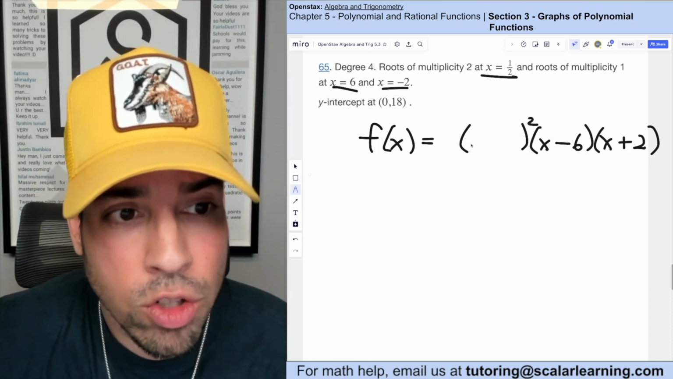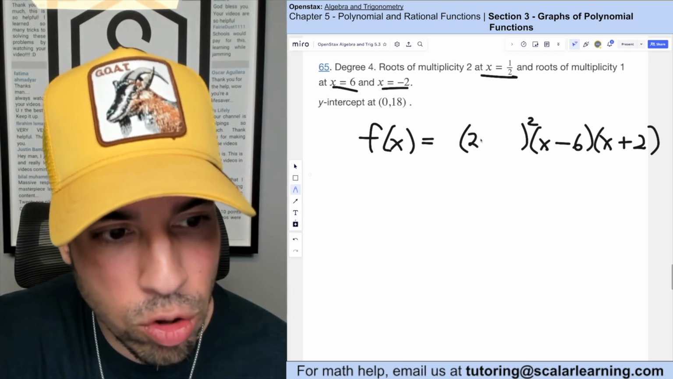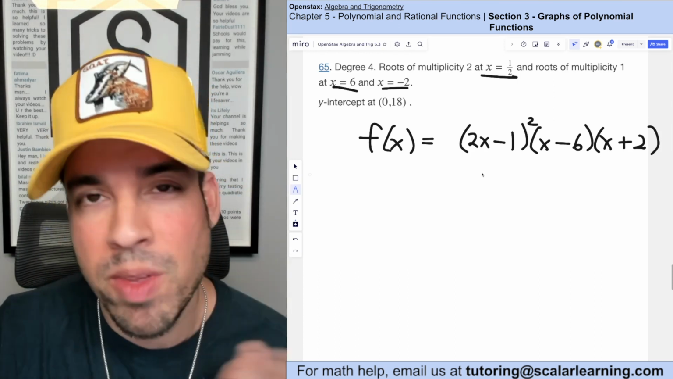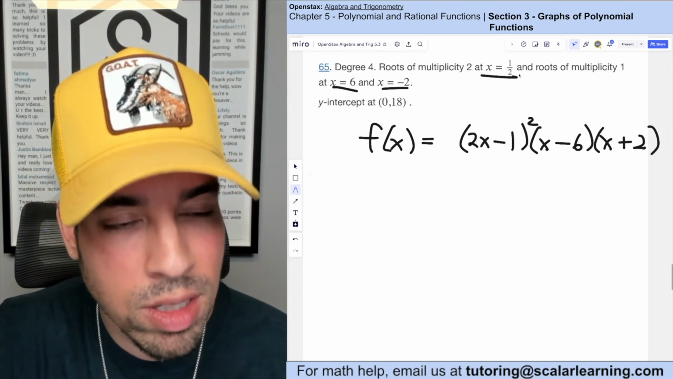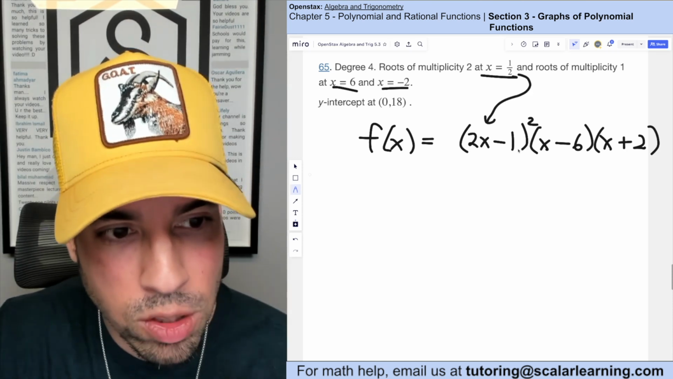Now, we could do x minus 1/2. That's fine. But the other way we could do this is 2x minus 1. And I'm going to lean towards that because that way I don't have a fraction in here. It's going to be a little bit easier to evaluate. And again, you can see that this works because if I plug 1/2 in here, I get 2 times 1/2 is 1 minus 1, boom, done.